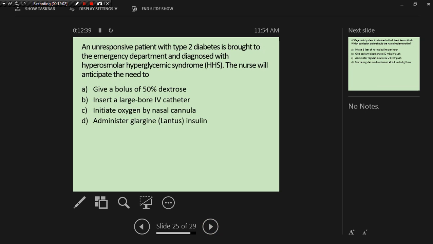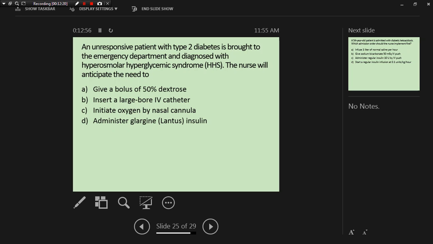So an unresponsive patient with type 2 diabetes is brought to the ER and diagnosed with HHS. The nurse will anticipate the need. We're obviously not going to give them dextrose. I like B.